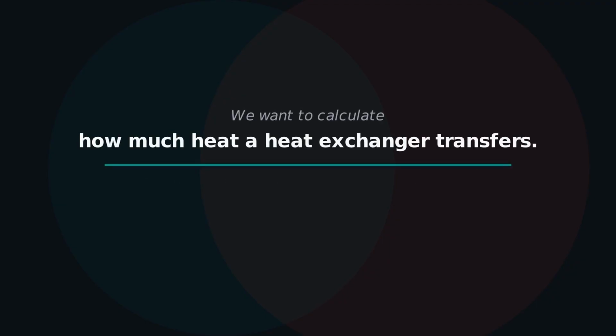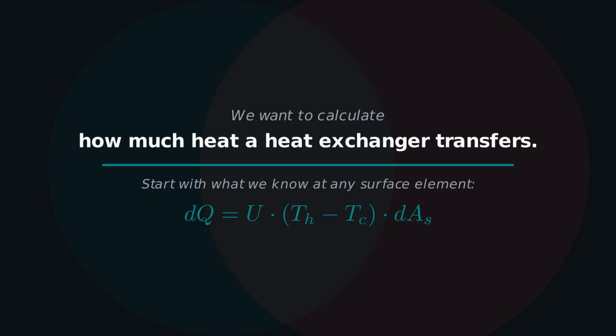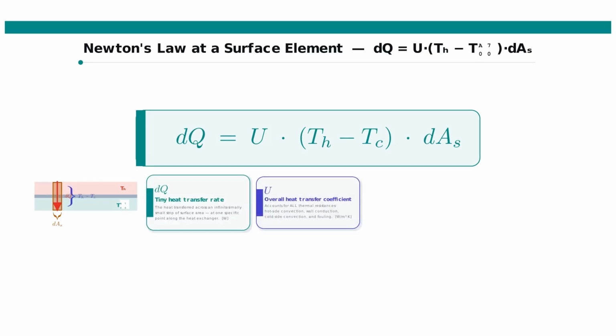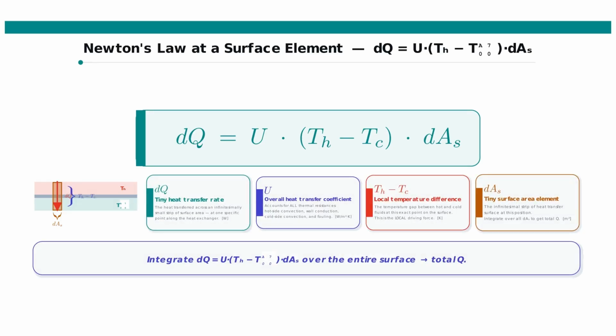We want to calculate how much heat a heat exchanger transfers. We know Newton's law of cooling at any surface. dq equals U times (Th minus Tc) times dAs. U is the overall heat transfer coefficient. It accounts for all the thermal resistances between the two fluids. As is the surface area, and Th minus Tc is the local temperature difference between the hot and cold fluids, the driving force for heat transfer.